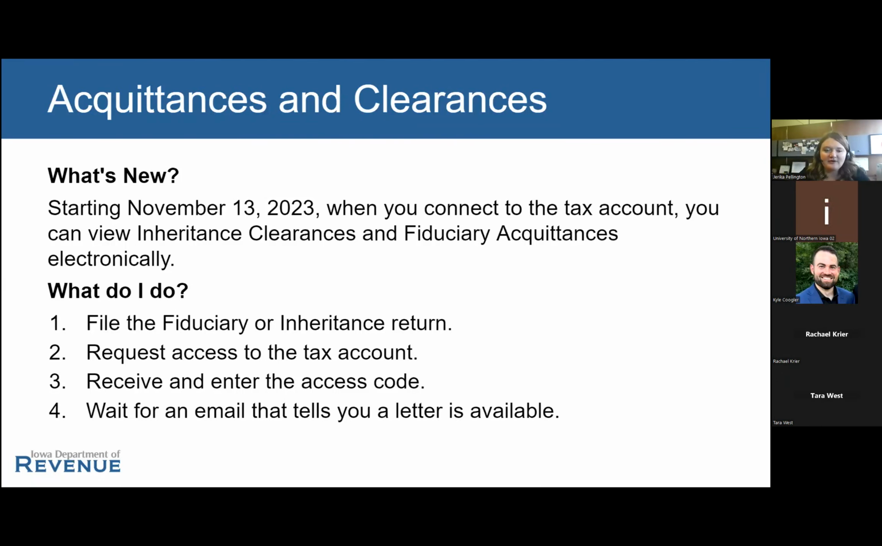So I have the steps out here for you, but basically you're going to follow the steps that you do now. You're going to file that fiduciary or inheritance return, and then you are going to request access to the tax account. You're going to receive and enter that access code, which we'll talk about a little bit later. And then what will happen is you'll wait for an email that tells you that a letter is available on GovConnect Iowa.